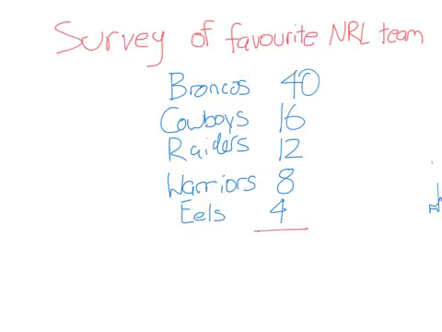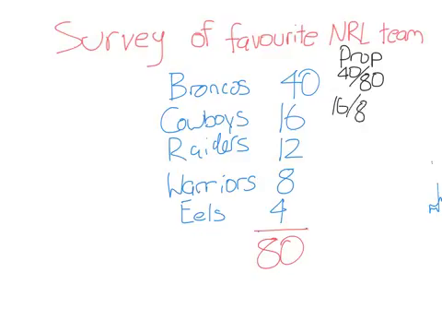So, as I said, let's say 80 people were surveyed, and these are the numbers that chose each club. So first thing we need to do is figure out the proportion. We need to find the proportion or fraction of people that chose each of these teams. So for the Broncos, 40 chose it out of 80. Now obviously I can simplify that fraction to a half, but I'm not so concerned about you simplifying fractions here. You can get your calculator to do it, but we're just going to use that number for something else. So then Cowboys would be 16 over 80, or 1/5. The Raiders would be 12 over 80, which turns out to be 3 over 20.